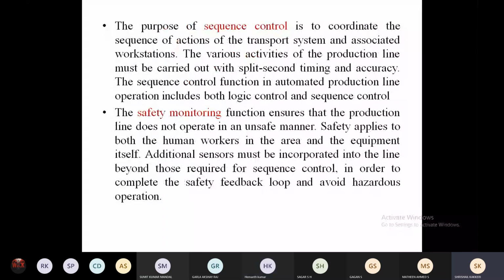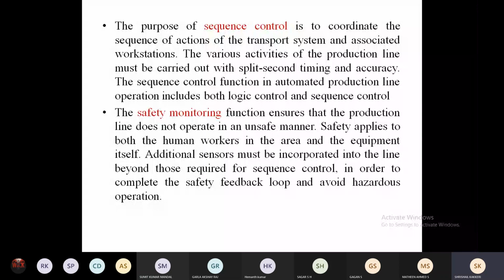Not system, the work volume or work area. For example, you are sitting in the examination, on a table you are going to keep your papers and all, and you will be given some certain specified area only. Within this you have to act. You should not cross this. That is your work volume.